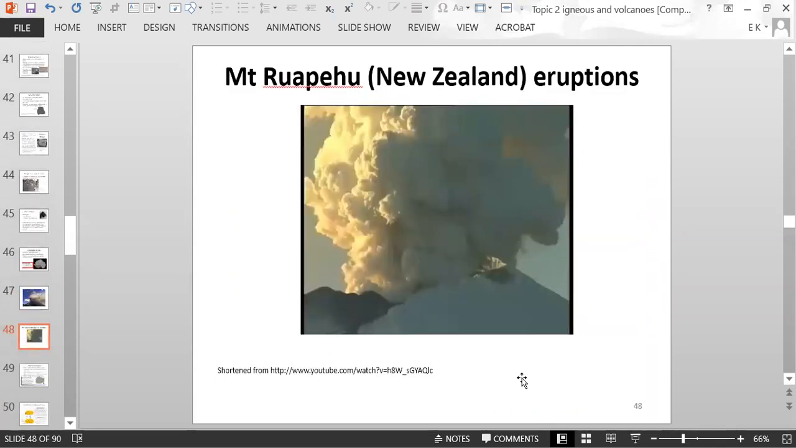And then I have this picture here of volcanic ash. So this is just a quick video of the ash being spewed out of a volcano.